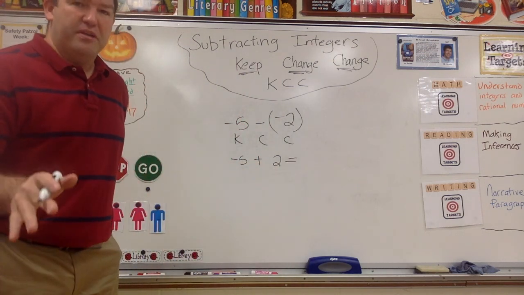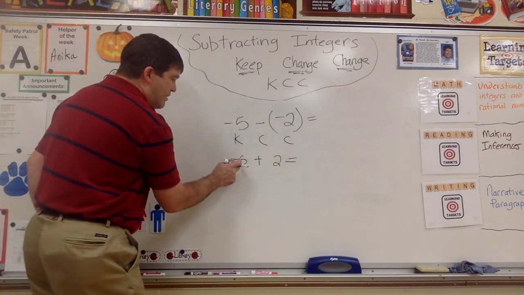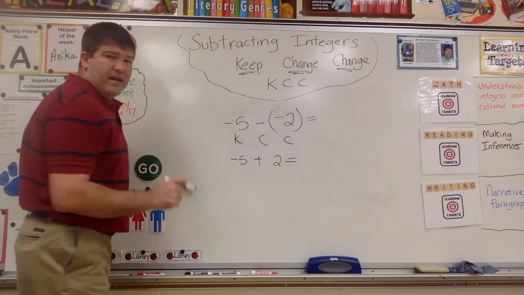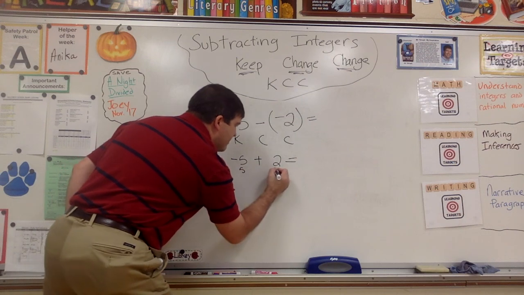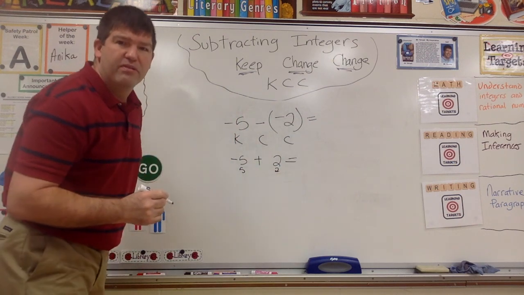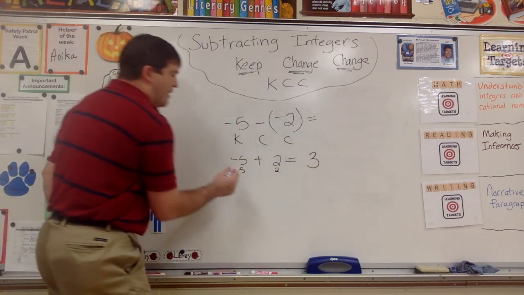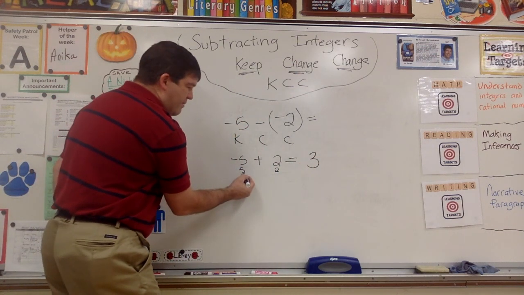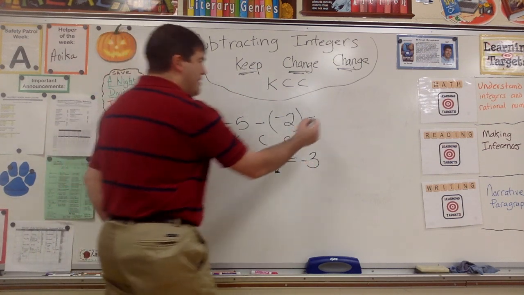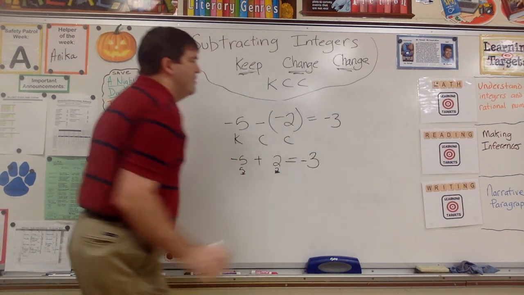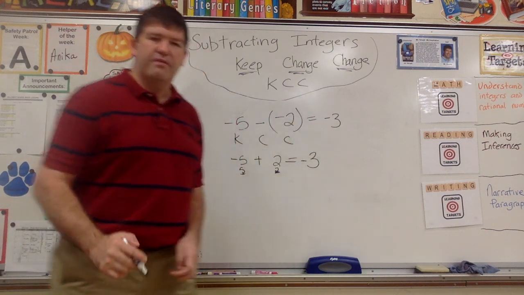Then it's just like addition. So, they're opposites. Because they're opposites, I take the absolute value. Absolute value of this is 5. Absolute value of this is 2. I subtract those. It gives me 3. And then I take which absolute value is bigger? 5 is. So I take that sign, negative 3. So then I come up here. Negative 5 minus a negative 2 equals a negative 3.